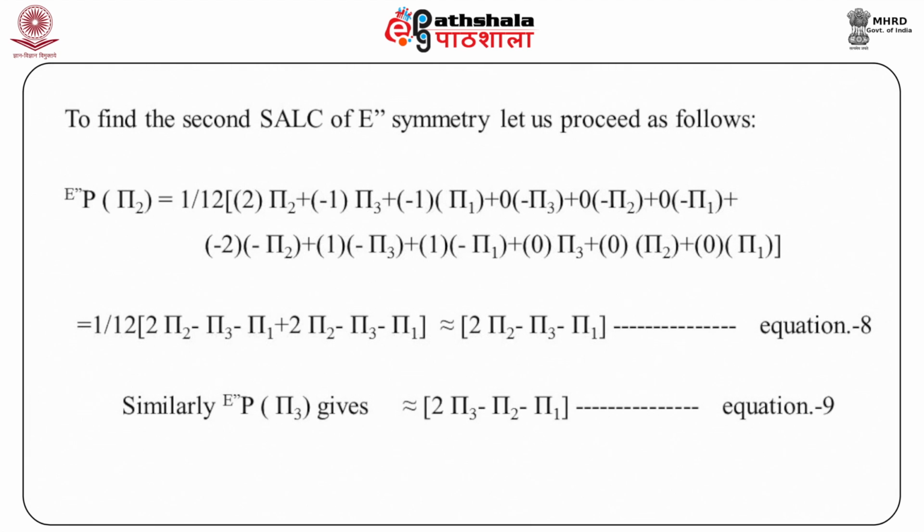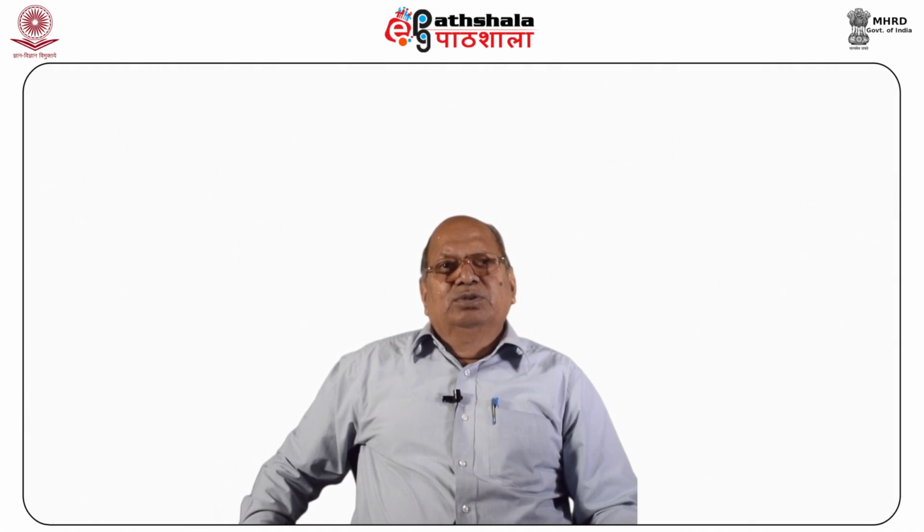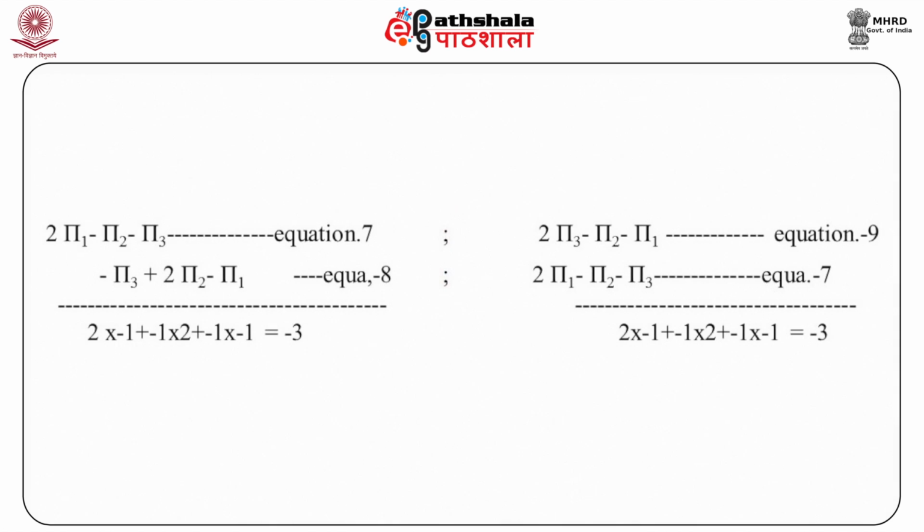To find the second SALC of E double dash symmetry, we have to proceed as follows. With the E double dash projection operator operating on pi 2, we get the result as 2 pi 2 minus pi 3 minus pi 1, that is equation 8. Similarly, operating on pi 3, we get 2 pi 3 minus pi 2 minus pi 1, that is equation 9. We get these two equations, and we now have to check the orthogonality of these SALCs obtained by equations 7, 8 and 9 with that in equation 1.